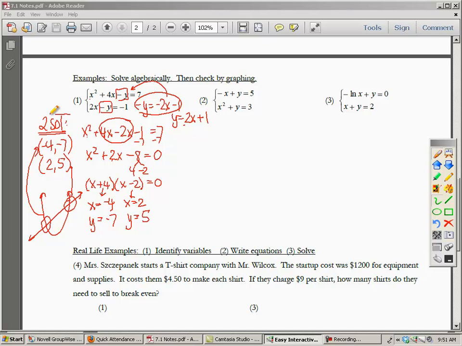Okay, so two solutions when you have a quadratic. We talked in Pre-Calc A about the fact that the degree tells you how many solutions there are. That should be something that you keep in mind as well.